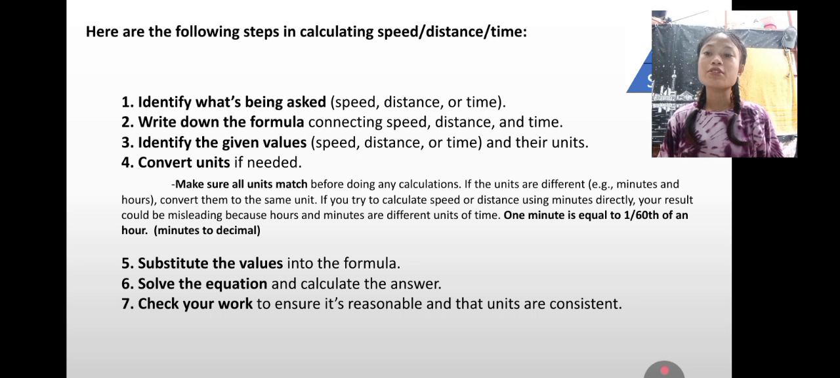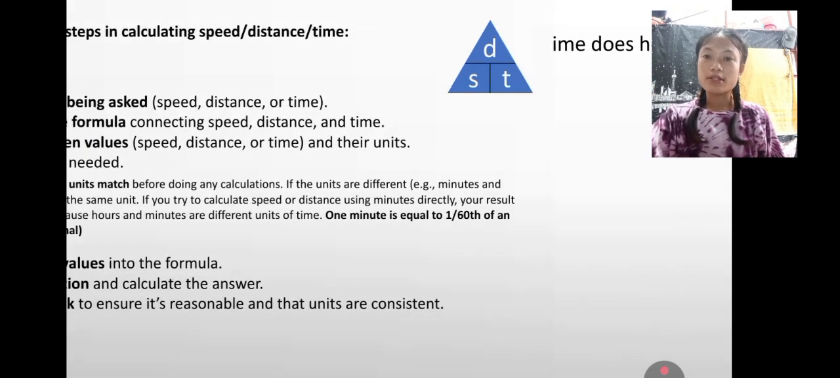The next step is to substitute the values into the formula. Sixth step, solve the equation and calculate the answer. And the last step is check your work to ensure it's reasonable and that units are consistent.